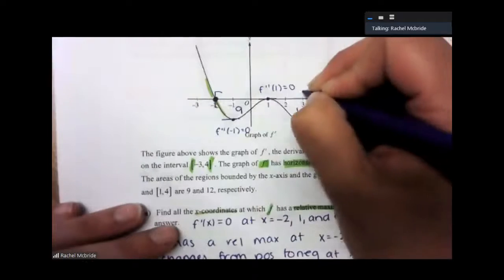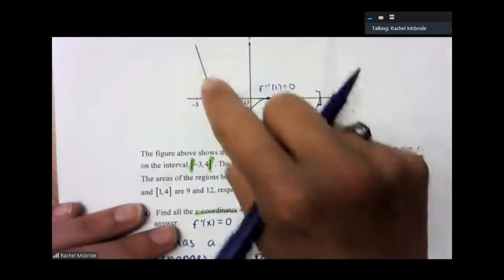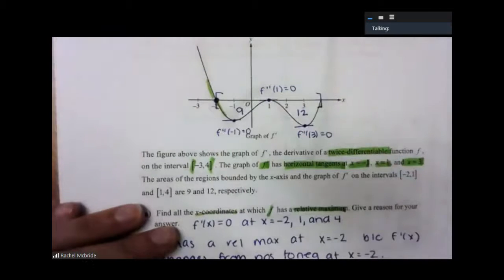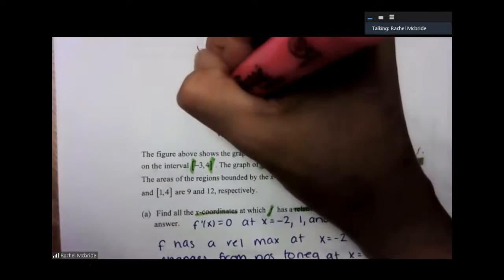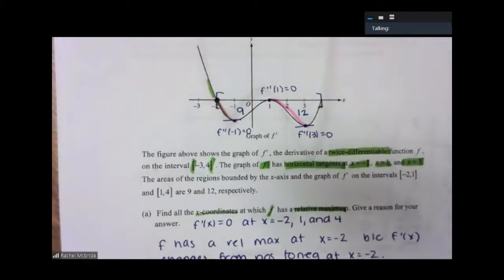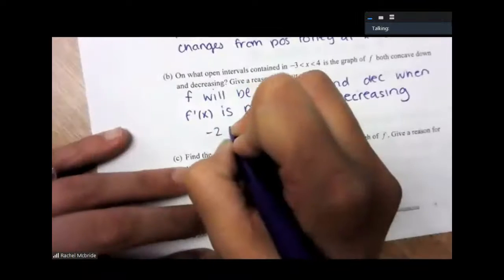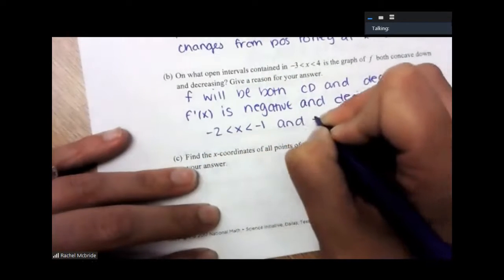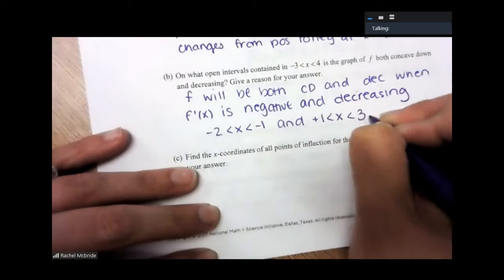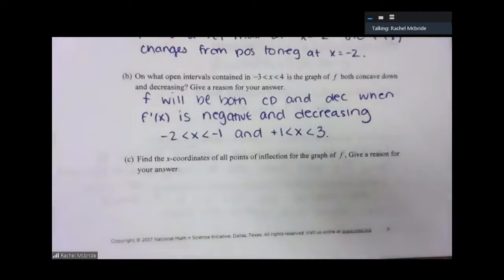So that tells me it's negative from -2 to 4, so it can't be this part. And now it has to be when it's decreasing. So it's decreasing from -2 to 1 and 1 to 3. Okay? Probably also a 2-point question on the AP exam.